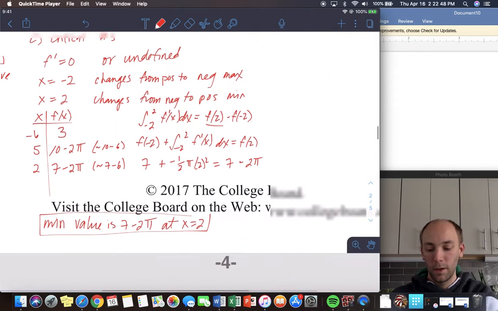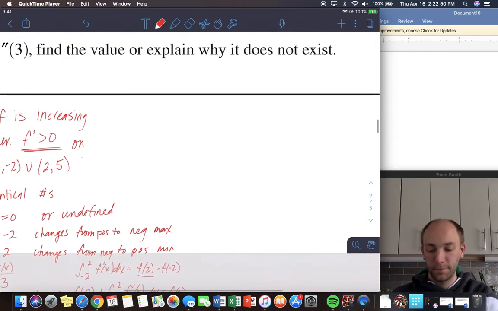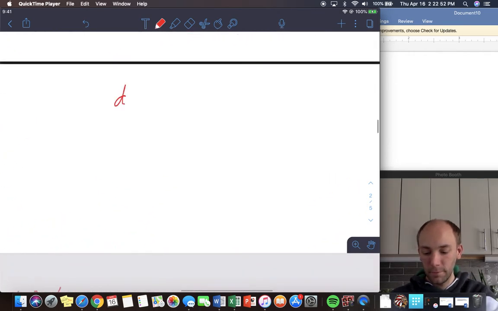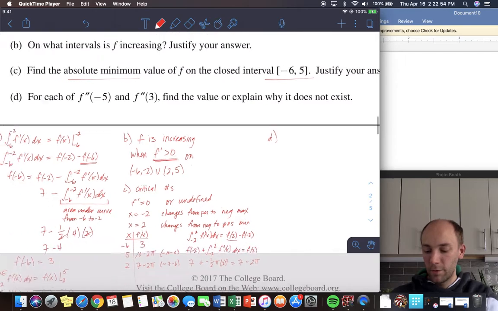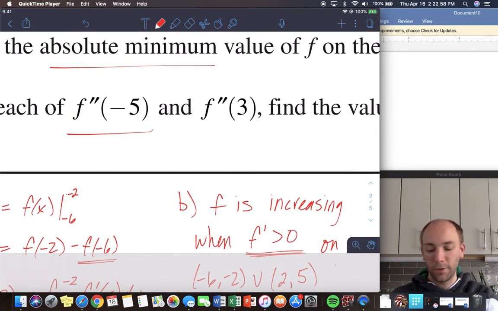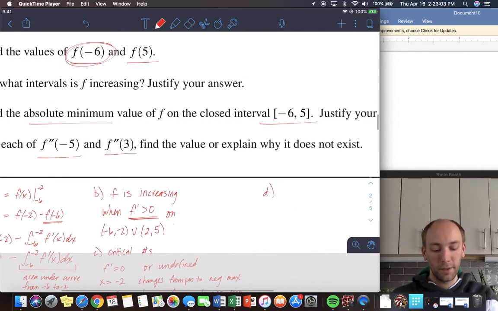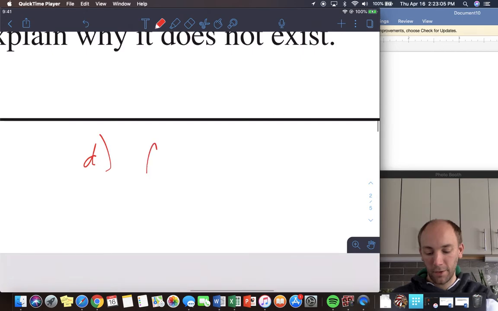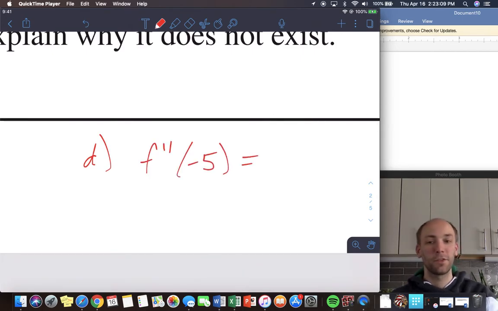Okay. Part D. For each of the following, f double prime of negative 5 and f double prime of 3, find the value or explain why it does not exist. So let's look at the second derivative at negative 5. A second derivative is just the slope, or the derivative, of the first derivative.